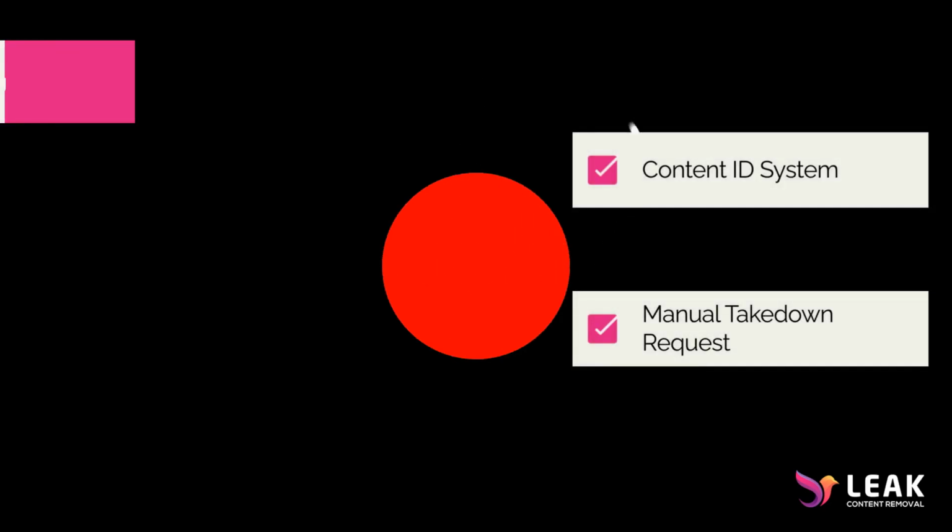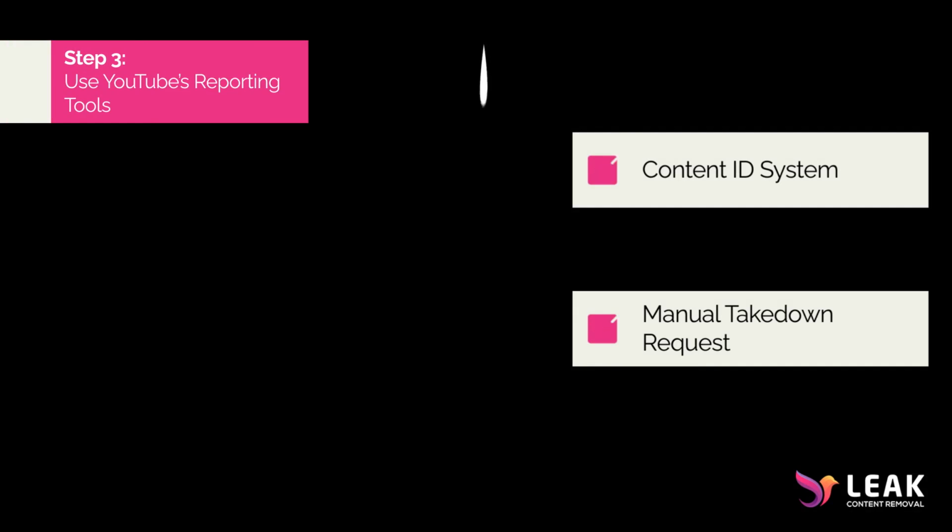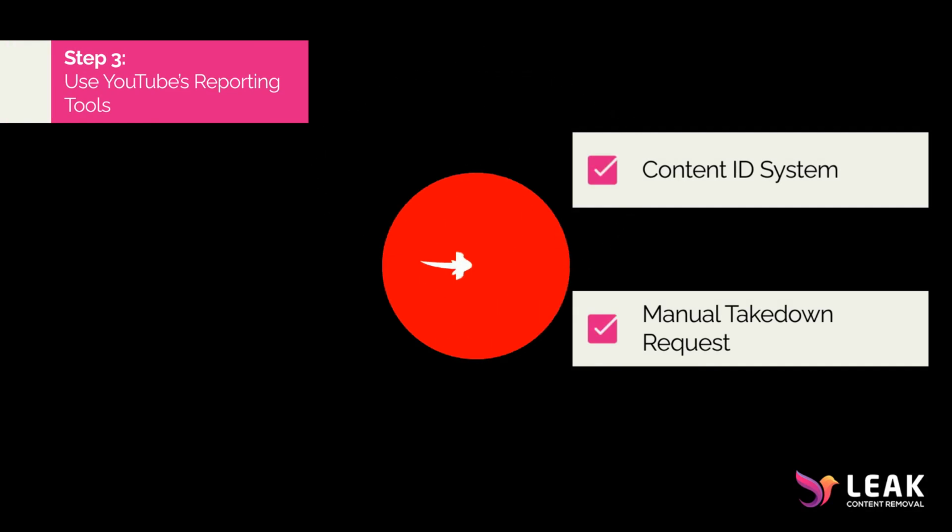Content ID system. YouTube's Content ID scans for video matches. If found, you can block, monetize, or track the video. Manual takedown request. If Content ID misses it, file a manual request with your details and the location of the infringing content.